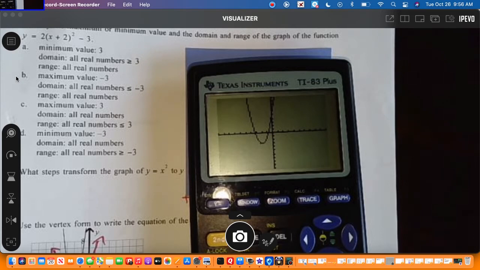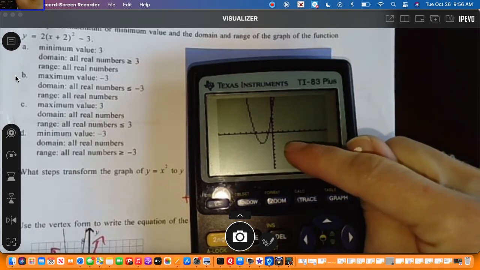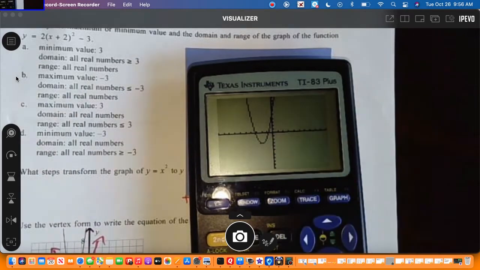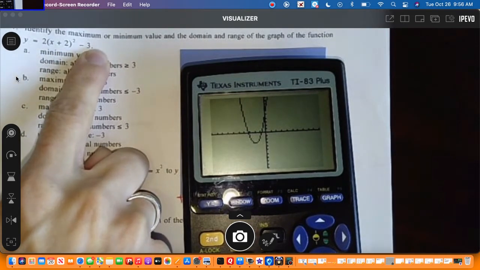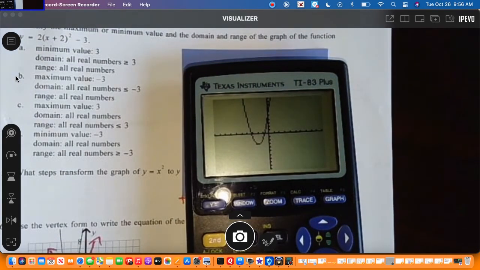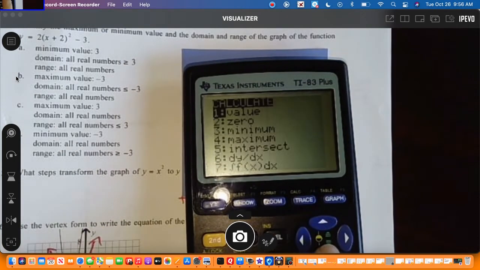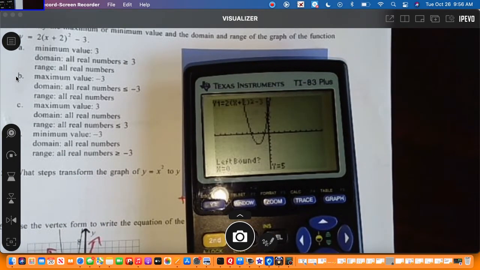So it's a minimum at negative 3. Okay, what you can do if you don't know that, I know that because where did it say I moved? Down 3. Okay, so negative 3. Now another way you can do it is second trace, and we're going to find the minimum. Do y'all remember this? And you have to go where?